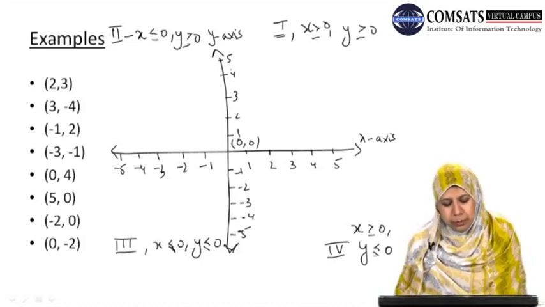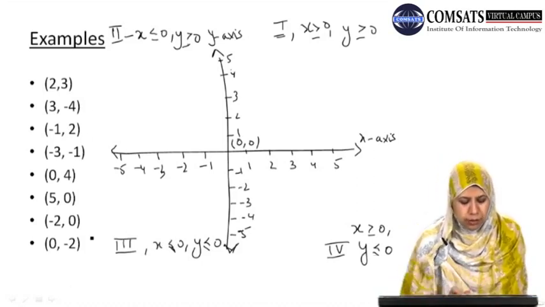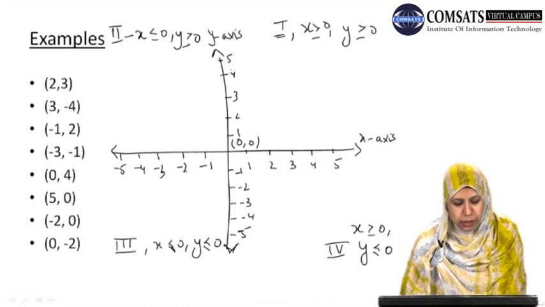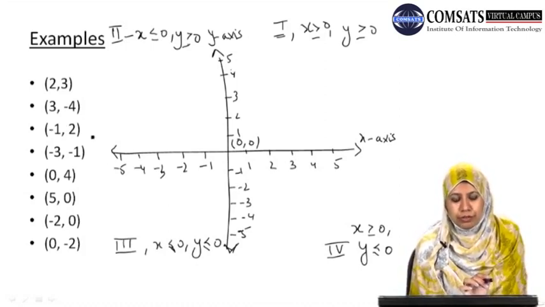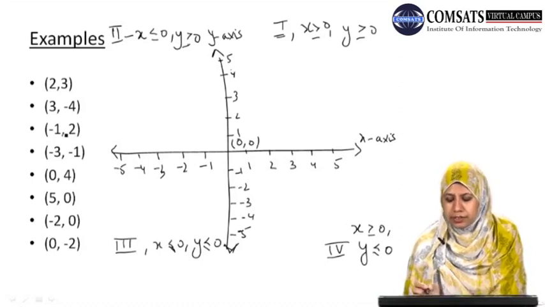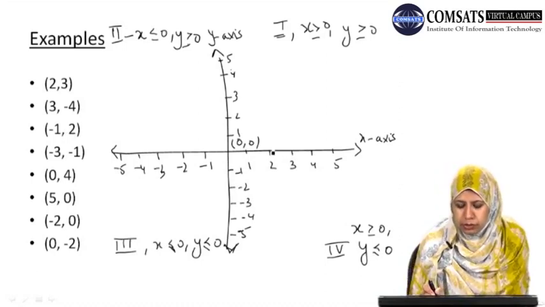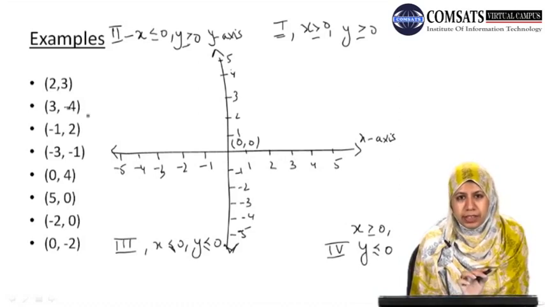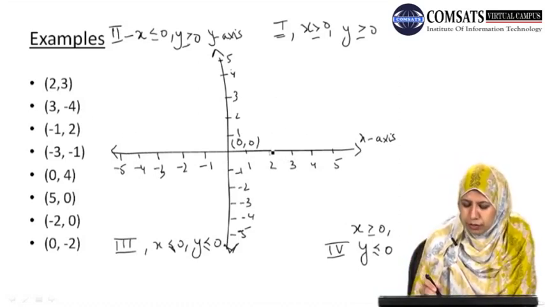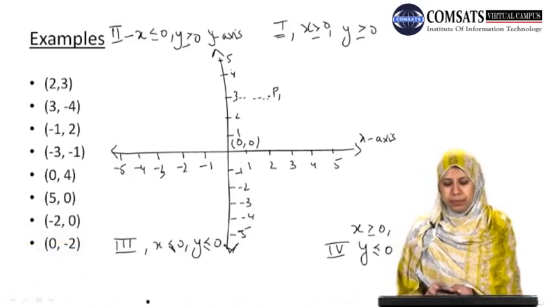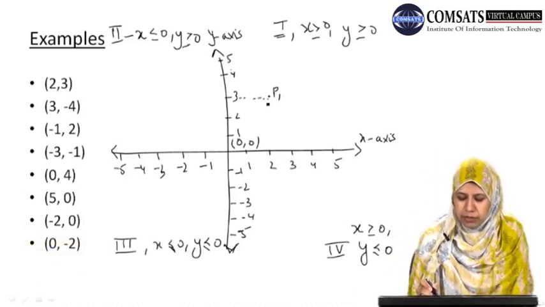Okay, now this will help us to locate different points. First we have a point (2, 3). 2 represents the value of the point on the x-axis, and 3 represents the ordinate, that is the value on the y-axis. Both are positive, so we have this point P1. Okay, so this is our point P1.